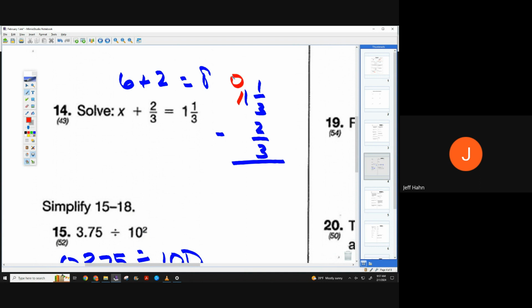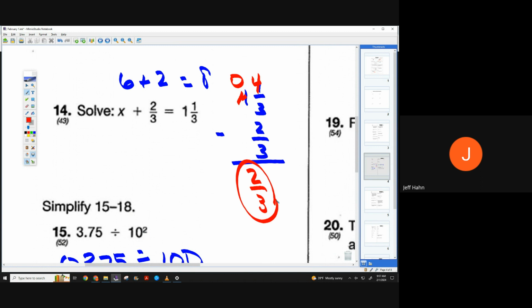So now you have to borrow. This becomes a 0. What's my new top number, Miley? 4, because you add these two together to get your new top number. So 4/3 minus 2/3 is 2/3. Oh, okay.